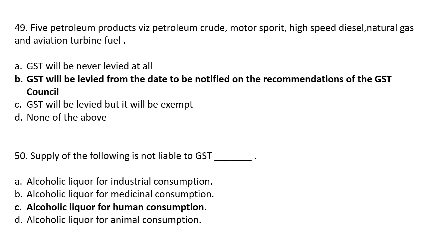Last question for this part: supply of the following is not liable to GST. Option A, alcoholic liquor for industrial consumption. Option B, alcoholic liquor for medical consumption. Option C, alcoholic liquor for human consumption. Option D, alcoholic liquor for animal consumption. The correct answer here is option C, alcoholic liquor for human consumption. So alcoholic liquor for human consumption is still not liable to GST.